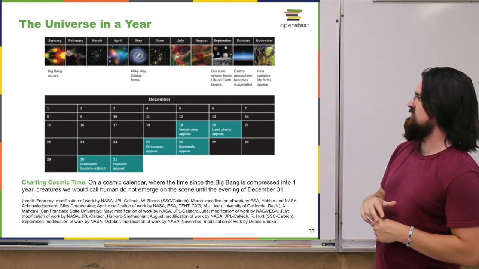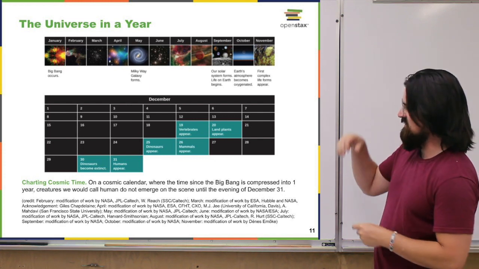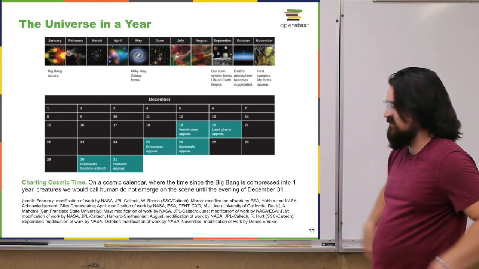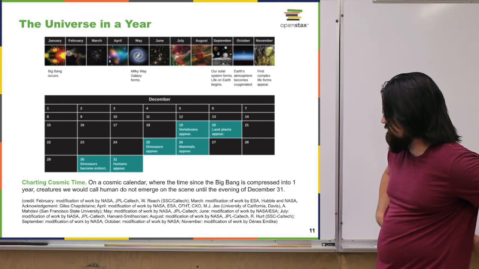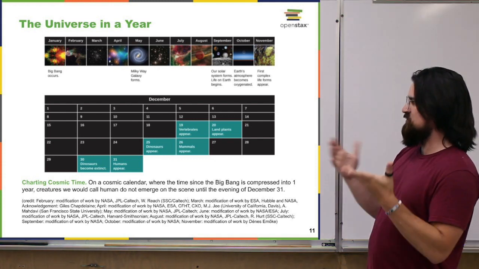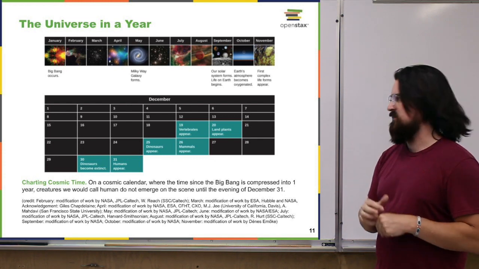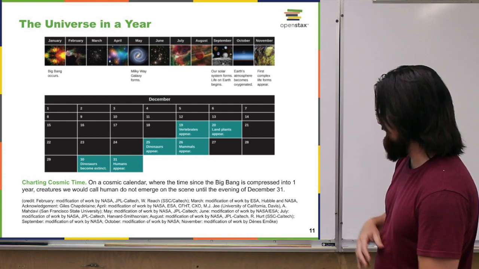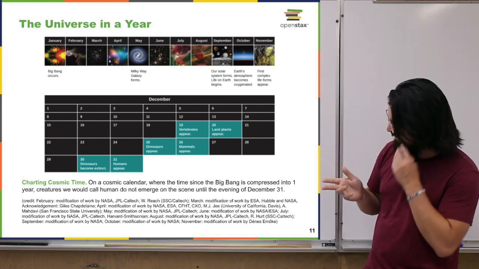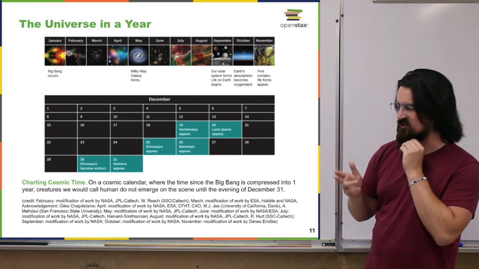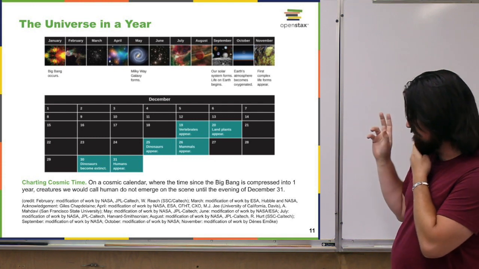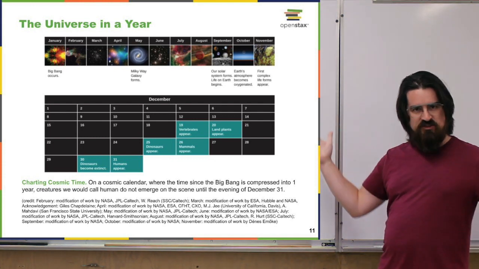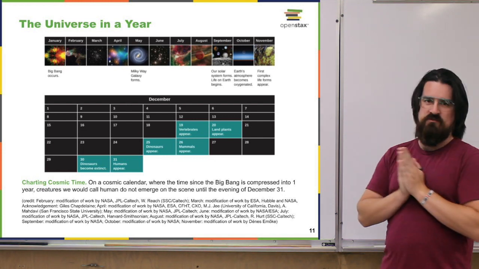Looking at December of that year, it's not until December 19th that vertebrates start to appear, right? That's things with vertebrae, with backbones. It's not until the 25th that dinosaurs appeared, and the next day, the 26th, that mammals appeared. And finally, it's not even until the last day, and actually in the last minute or a few seconds of the very last day of this universe in a year, that humans appear.